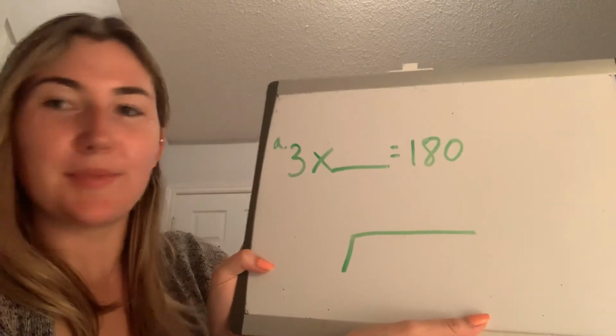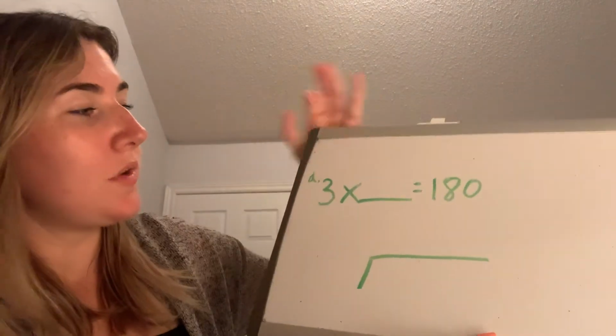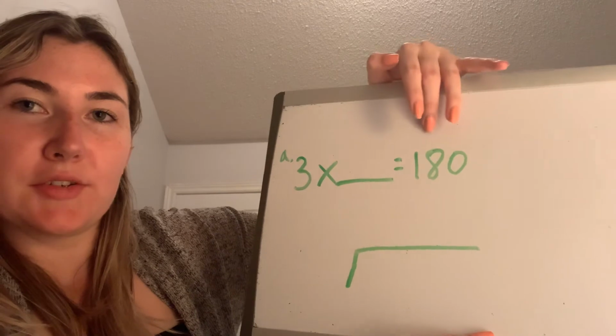Now for part 12, we're changing multiplication questions to division. So I'll just write this out here. All right. I just wrote it underneath, but it's the same thing as on your sheet. So we have 3 times a number equals 180.